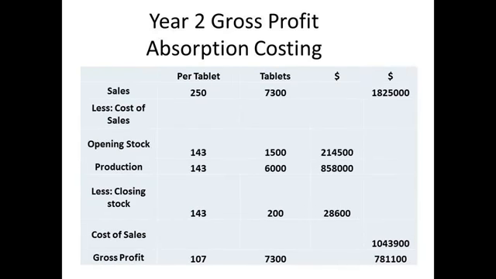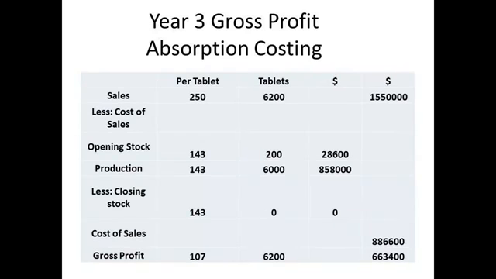In year 2, the sales amounted to $1,825,000. Now 7,300 tablets were sold and 6,000 were produced. There were already 1,500 tablets in inventory. The new figure for closing stock is 7,500 less 7,300, which is 200 tablets. The value of the closing inventory is 200 times 143, which is $28,600. Cost of sales is $1,043,900, giving a figure for gross profit of $781,100.